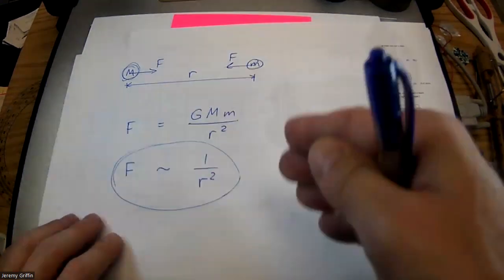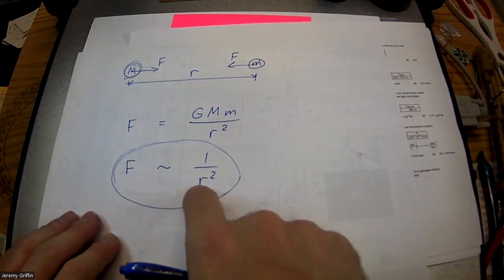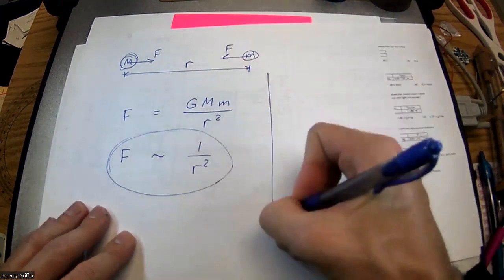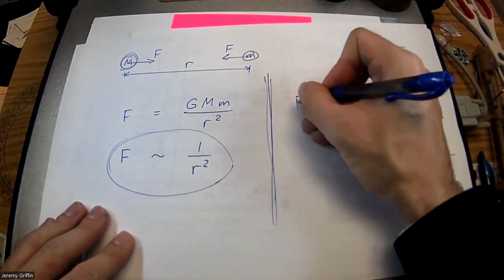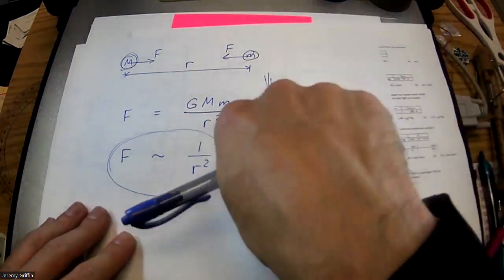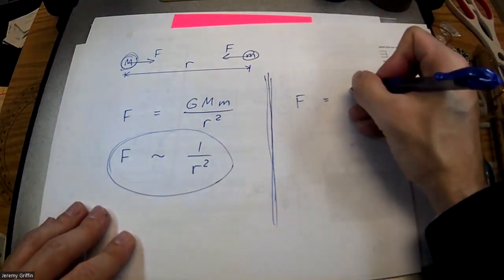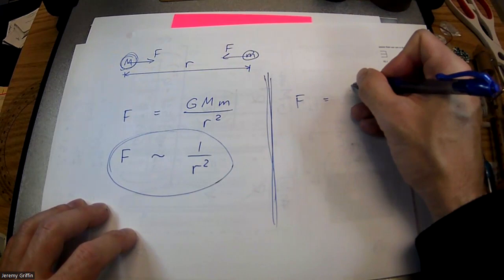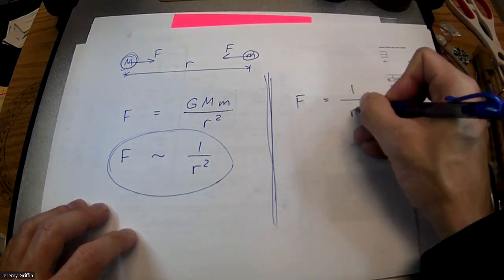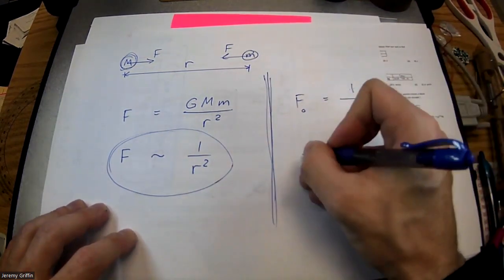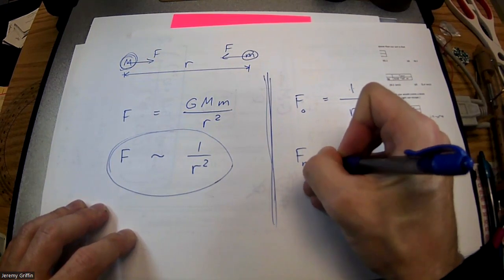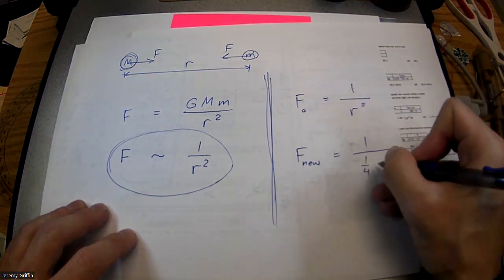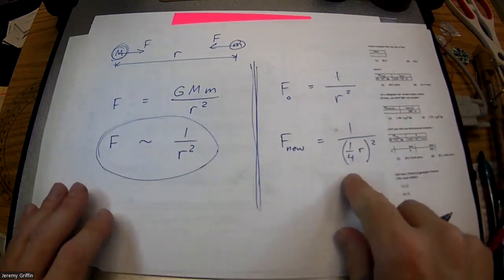So I know the force is going to increase, but how much does it increase by? Well, it's 1 over the distance squared. Let's call this the original force. Let's say GMM comes out to one unit of something, just to keep it simple: 1 unit of something over R squared. I'll call this the original force. Now the new force is going to be 1 over a quarter of R, squared.